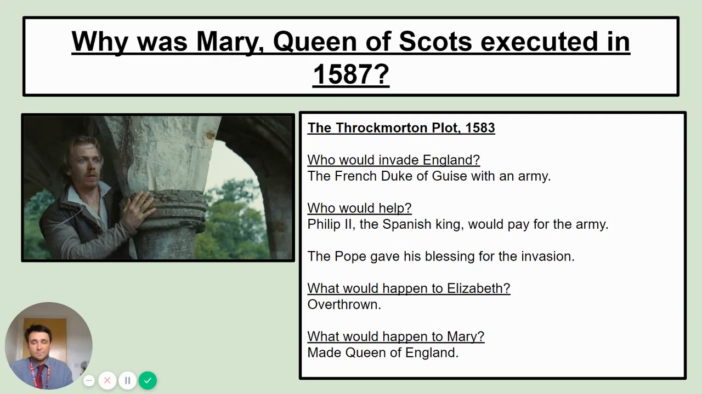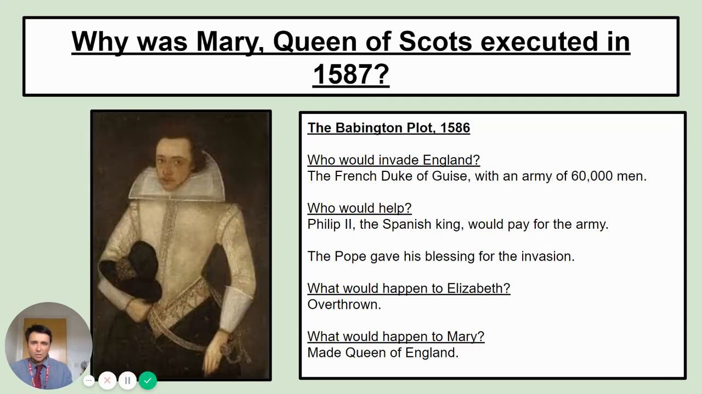What would happen to Elizabeth then? Well, she'd lose her throne and quite possibly be killed as well. What would happen to Mary, Queen of Scots? She would take the throne. She would be a Catholic Queen of England. It's what all the Catholics want. Now, the reason we started off with this, because if you can remember the Throckmorton plot and what was going to happen, then you can pretty much remember the Babington plot as well.